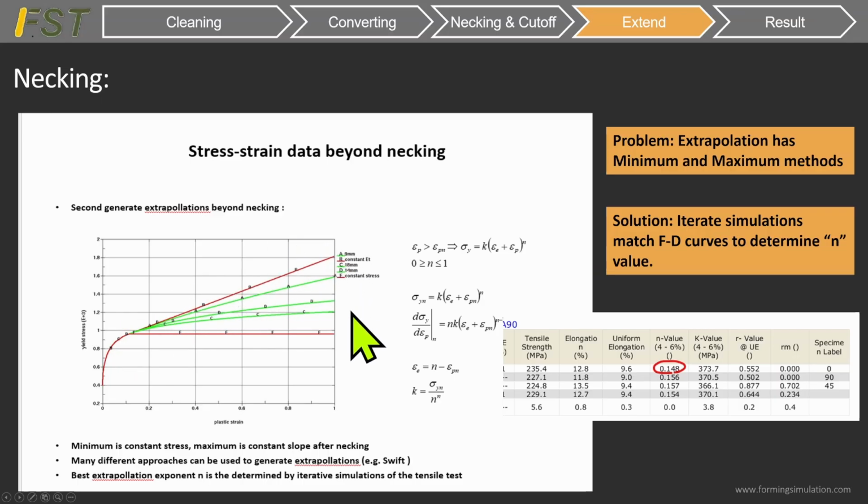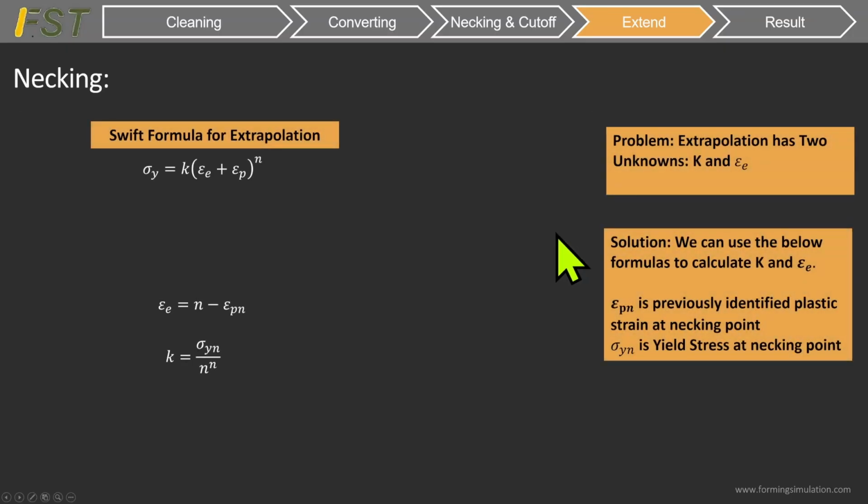And the proper solution would be to iterate simulations with different n values and try to closely match the force displacement from the test data. So we would iterate until we have an n that approximately matches the test data. But in this case, we were provided an n value from the lab, and that's what we're going to run with. But this is generally a better accepted practice. So we know this n value from the lab, and it'll be relevant in extrapolation. The formula is right here.